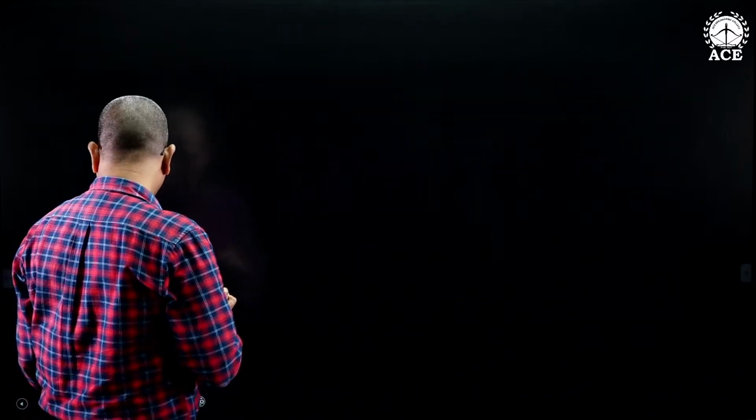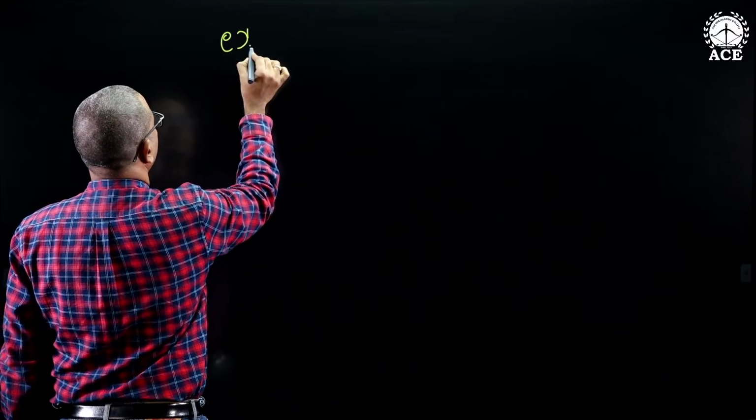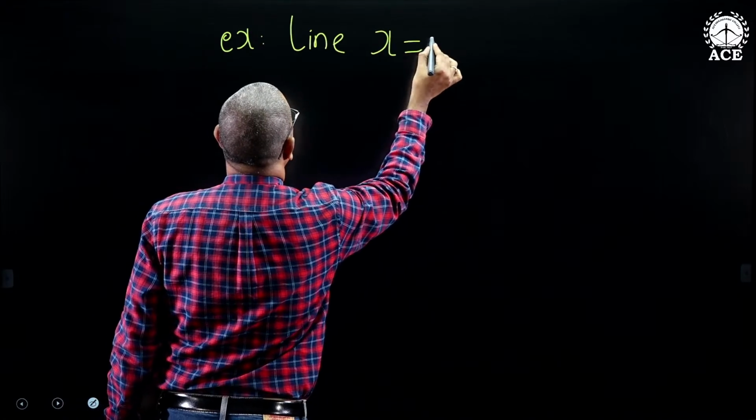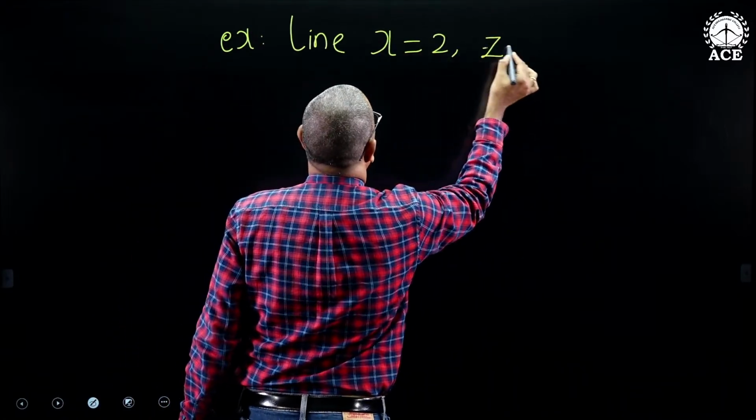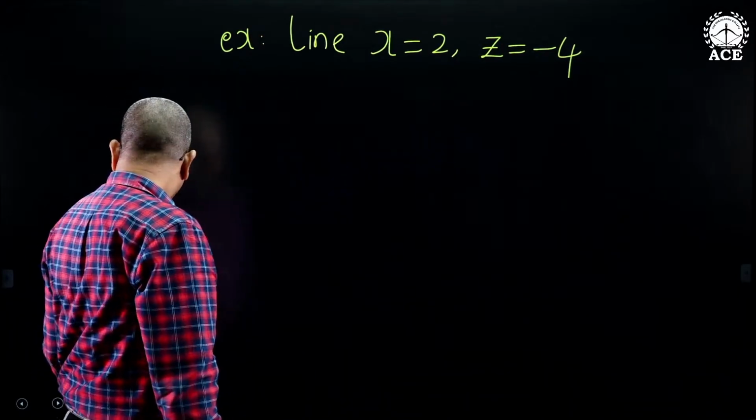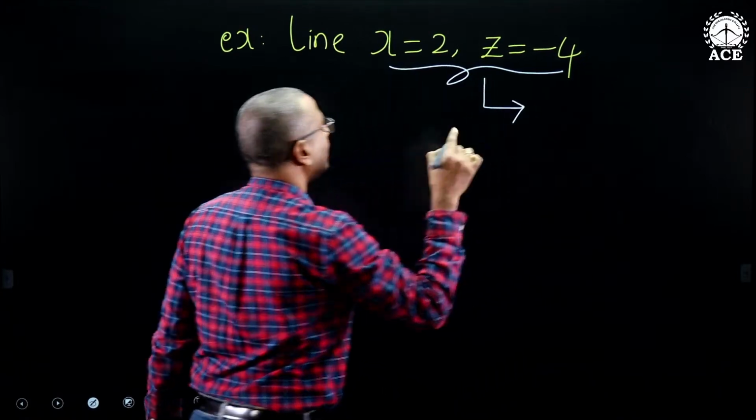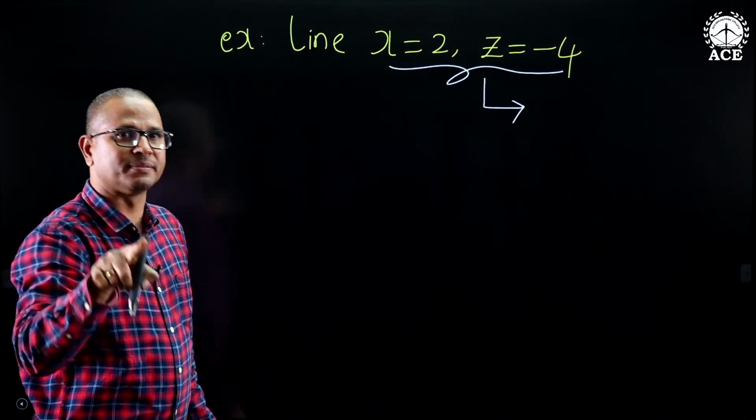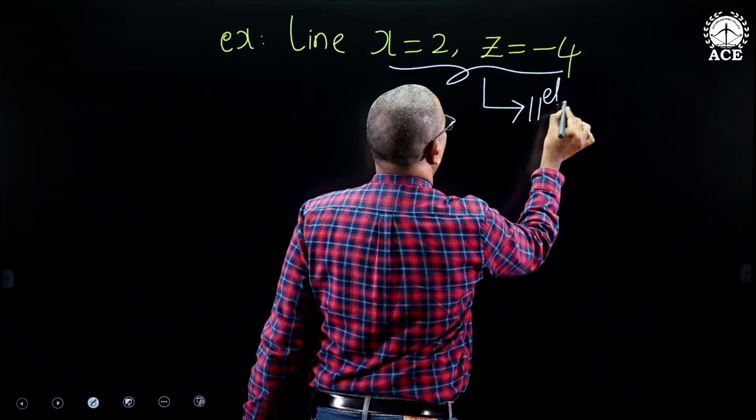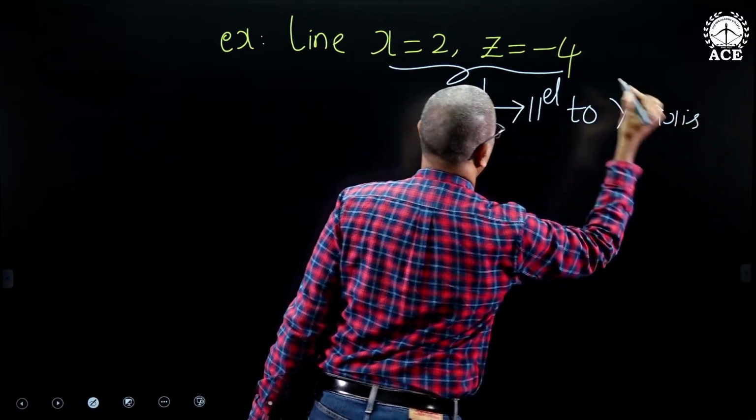I am just giving you another example for your understanding. Suppose we have a line. The line is described by x equal to 2, z equal to minus 4, dear students. Now can you tell me this line is parallel to whom? Very simple. X is constant, z is constant. Who is missing here? Y is missing. Definitely your line is parallel to the y-axis. No doubt in that. Even if you draw, you will get it.